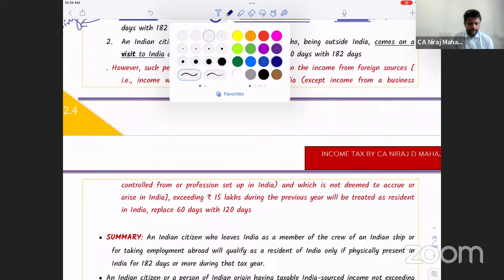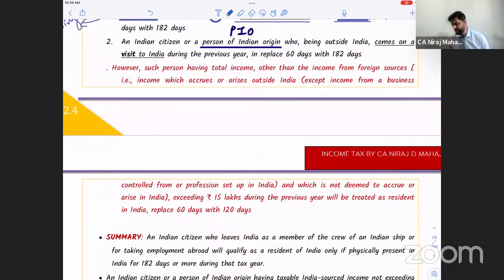Some time back I told you about visa. You get a visa for 6 months. Even if you go to the USA, lots of parents of Indian origin go to the USA. 5 months they are there, come back to India, again 5 months they go. All of you are aware of that? Now think, I'm talking of an NRI coming to India for a visit.